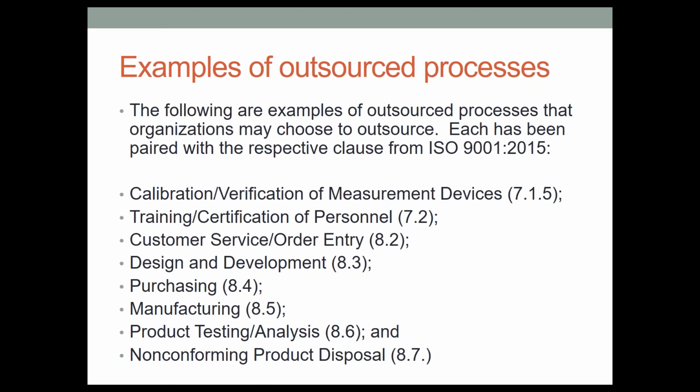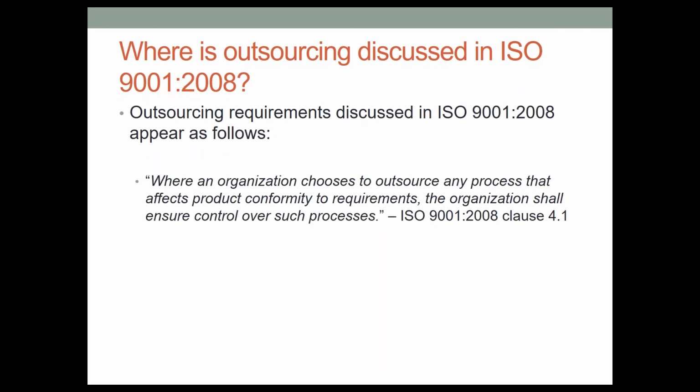So where is outsourcing discussed in ISO 9001:2008? Well, it's discussed in a couple of key places. Where an organization chooses to outsource any process that affects product conformity, the organization shall ensure control over such processes. That's written right at the front end of the standard in section 4.1.